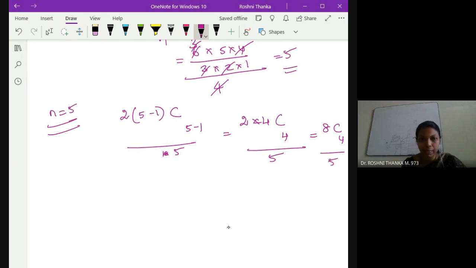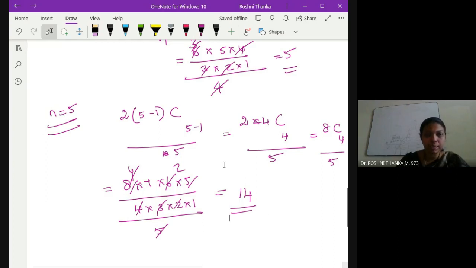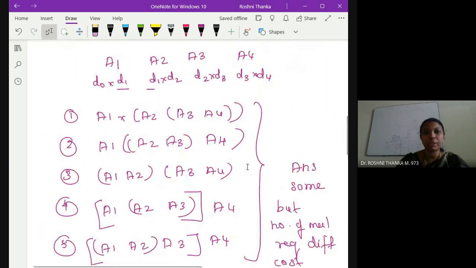And how will I write it again? So I can write it like 8 into 7 into 6 into 5 divided by 4 into 3 into 2 into 1, divided by 5. And you can solve it and see, this 4 will cancel this 2, and so 7 2s are 14. So when you have 5 matrices, the number of combinations I will get is 14 combinations. So 14 combinations of parentheses I'll get when I have 5 matrices.